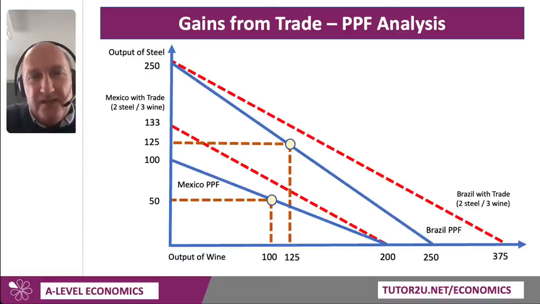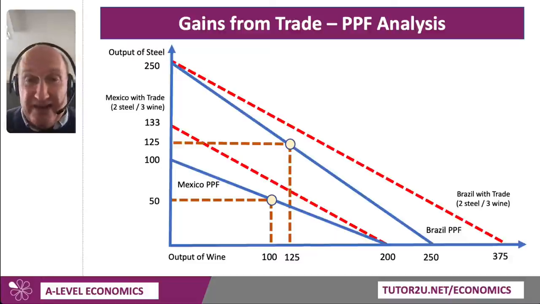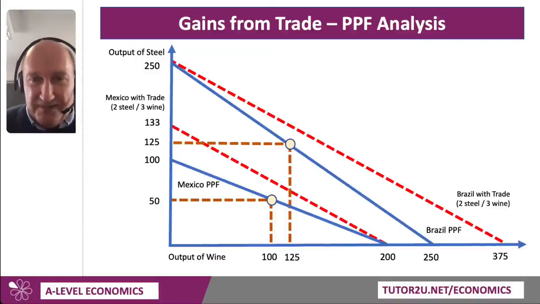On the next slide, Brazil could in theory produce 250 units of steel and give up 2 for 3 wine. If it didn't trade, it would have to give up 1 for 1, so giving up 2 for 3 is better for Brazil. In theory, it won't happen, but they could get 375 of wine. A lot of drunken Brazilians if that was the case.